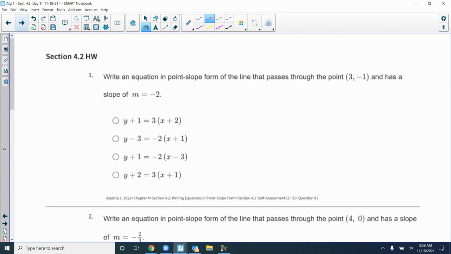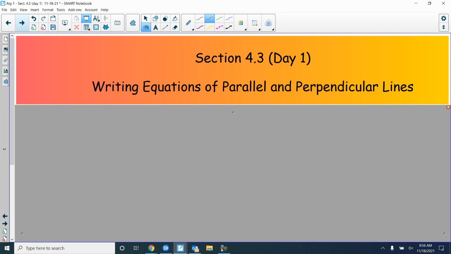All right, that was that homework we went over. Okay. So now we're going to talk about parallel today, perpendicular tomorrow. All right, just trying to see. You remember, Zach, you remember anything about perpendicular lines?